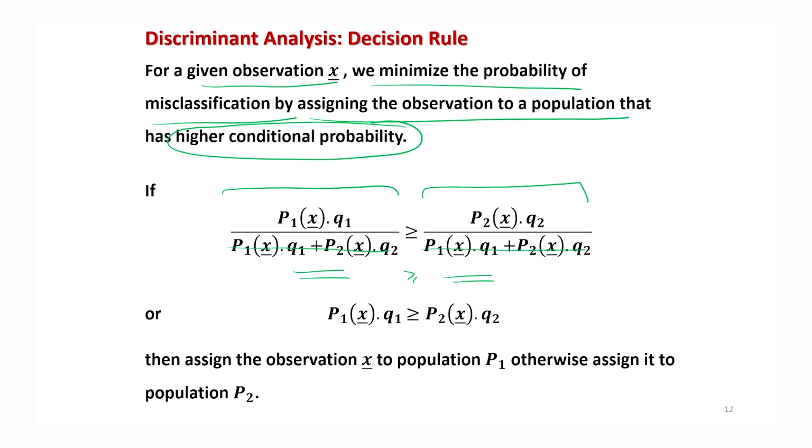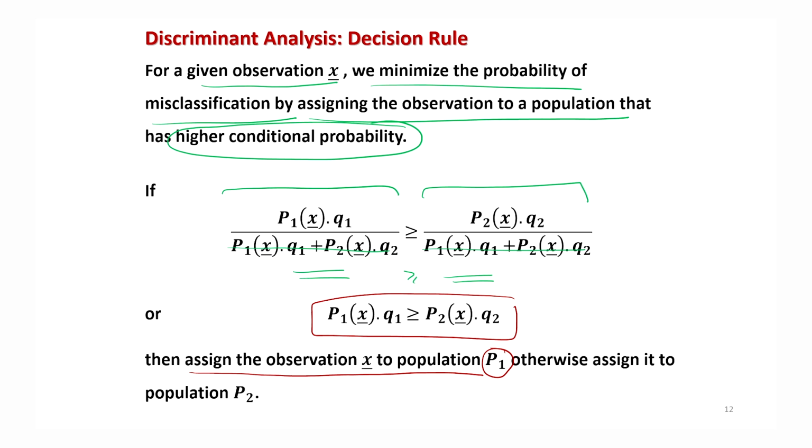So I can write very simply that P1(x) into Q1 is greater than or equal to P2(x) into Q2. If this is happening, then we assign the observation x to population P1. Otherwise, we assign it to the population P2. Right. So you can see it is a very simple rule.